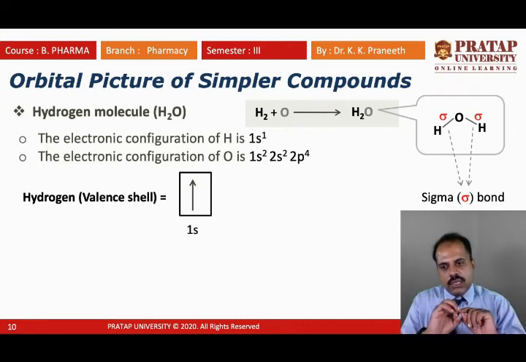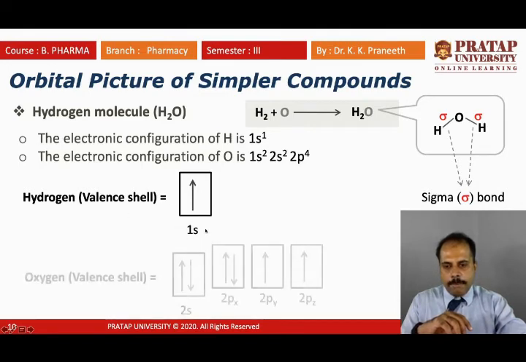In the case of hydrogen, there is only one electron. That one electron is present in the K shell in the s orbital. So I have written the 1s orbital as the valence shell, and the valence shell is K.